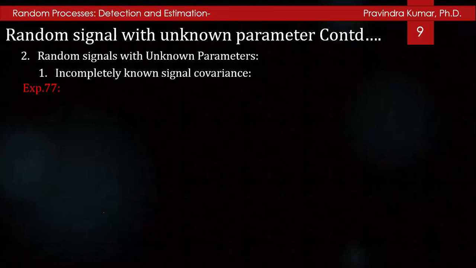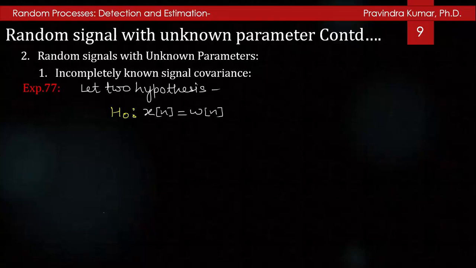Now we will discuss the detection of a Gaussian random signal with unknown parameters in white Gaussian noise. It was restricted to white noise. The colored noise problem is a simple extension of this. So in this random signal with unknown parameters, first we will consider incompletely known signal covariance. Let the two hypotheses be.